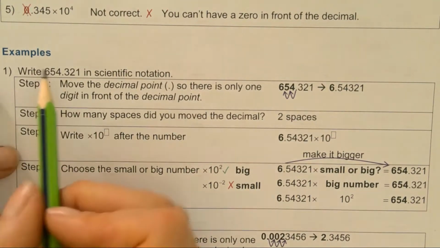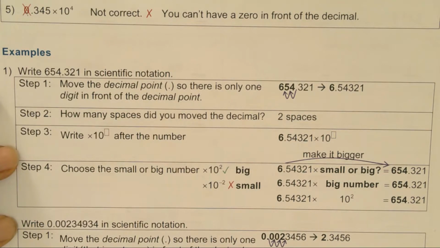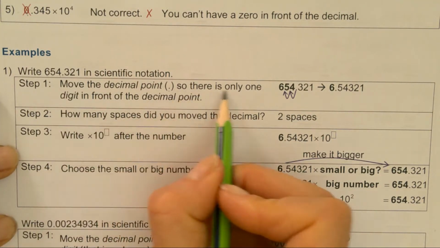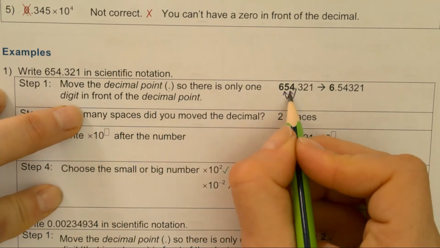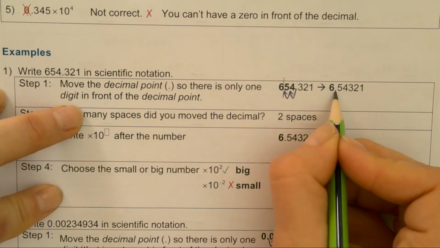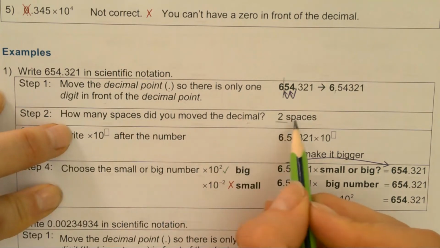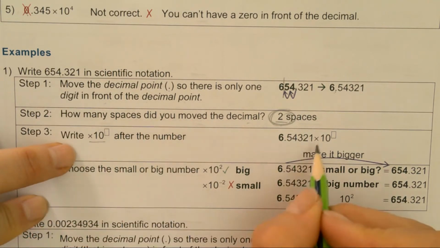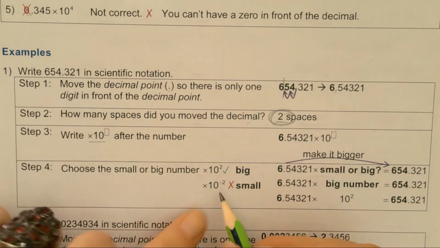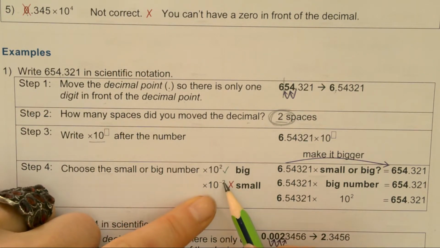Okay, so let's look at the rules for how to do it. It says write 654 point blah blah blah in scientific notation. Step 1. Move the decimal point so there's only one digit in front of the decimal point. So I'm going to move it and put the decimal point here. Now, how many spaces did you move the decimal point? 2 spaces. You have to remember that 2. Then you write times 10 afterward. And we're going to choose either a 2 exponent or a -2. +2 makes things big, and -2 makes things small.